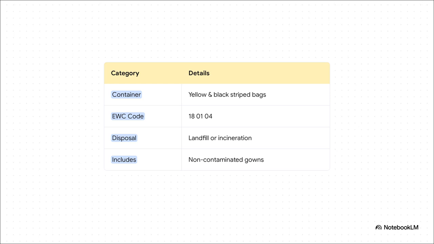Here's a different category, offensive or hygiene waste. This isn't infectious, but it might be, well, unpleasant. Think non-contaminated gowns, paper towels, that sort of thing. The bag for this is the one with yellow and black stripes. People often call it a tiger stripe bag. Because it's non-hazardous, it can go to landfill.